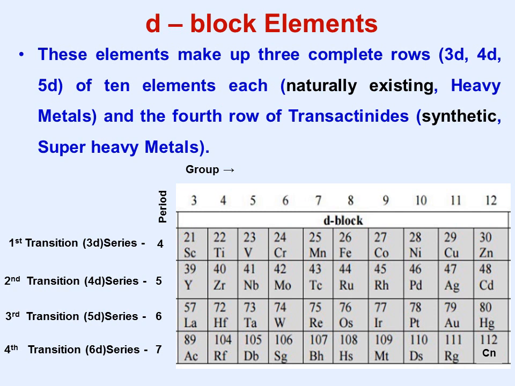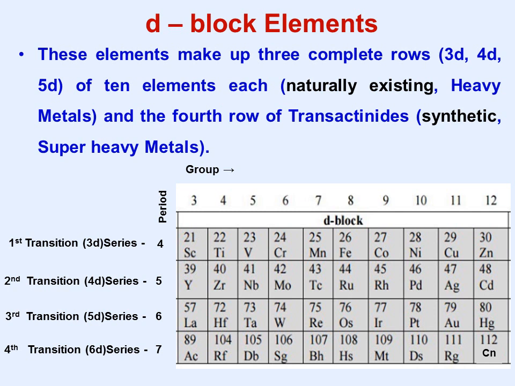The d block elements, as we discussed earlier, are placed in the 4th period, 5th period, 6th period and 7th period. These elements make up 3 complete rows, that is 3d, 4d, 5d, of 10 elements each, which are naturally existing and also known as heavy metals. While the 4th row, which is placed in the 7th period, is of transactinides, which are generally synthetic d block elements and also known as super heavy metals.